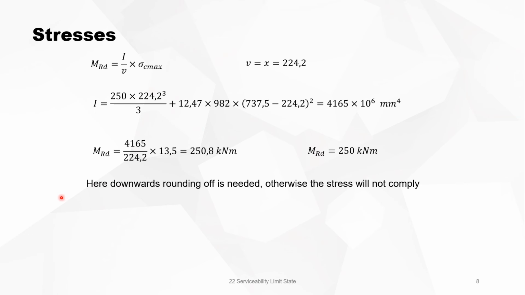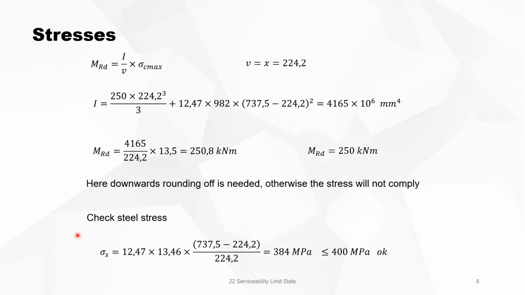Now we must take care because you cannot round it off to 251, because then the maximum compressive stress in the concrete will be exceeded. So in this kind of calculation we always have to round it off downwards. So the maximum capacity is 250 kilonewton meter, but we still have to check the steel stress, and from similar triangles you can check the steel stress is 384, must be smaller than 0.8 times 500, so this is okay.